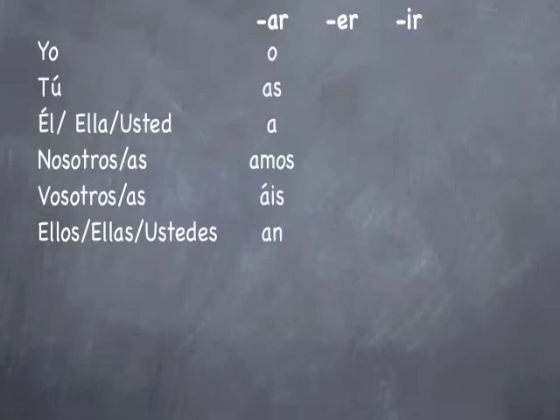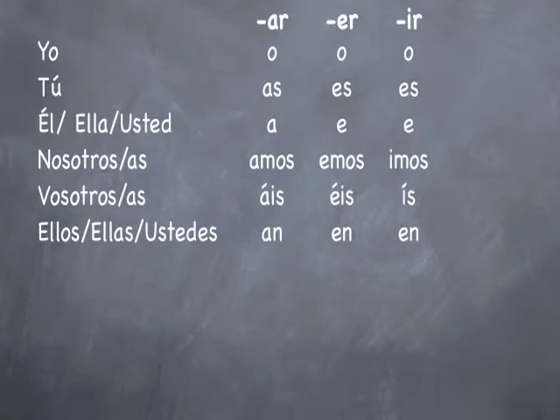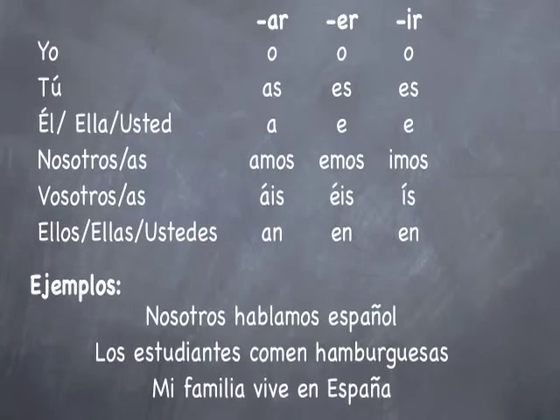And here's the conjugation for ar again. O, as, a, amos, áis, an. For er, o, es, e, emos, éis, en. And for ir, o, es, e, imos, ís, en. This may help some of you seeing visually side by side. And finally, some examples so you see these verbs in action and how they're used. Nosotros hablamos español. Los estudiantes comen hamburguesas. Mi familia vive en España.